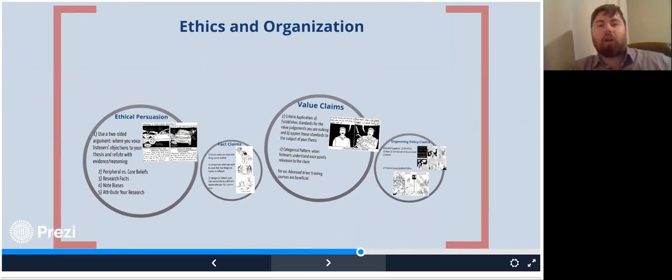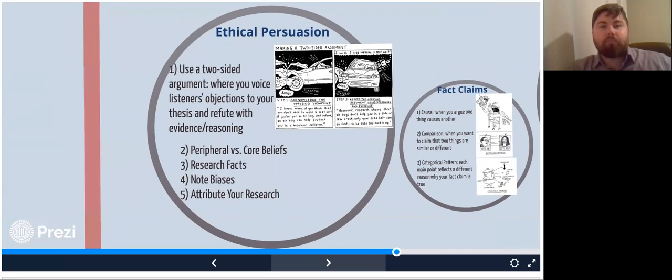Now, we can talk about ethics and organization. We can talk about how to organize information. So, for example, one thing you can do is use a two-sided argument, and that's where you voice your listener's objection to your thesis and refute it with evidence and reasoning.